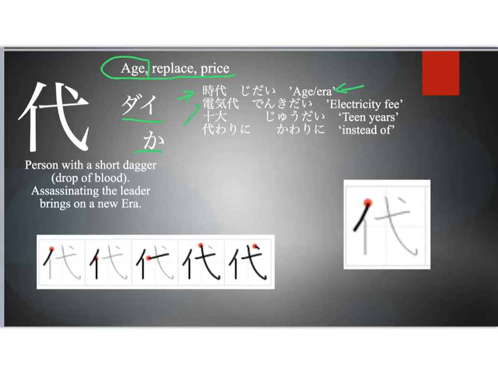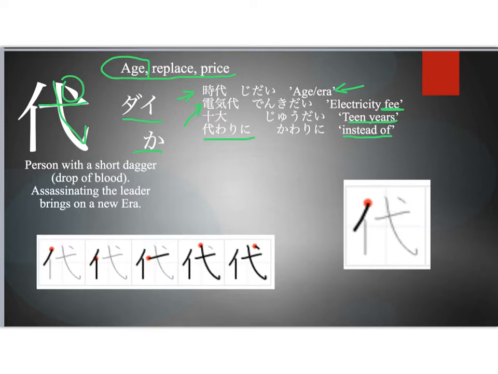You have denki dai for electric fee here. Judai, meaning people around in their teen years. You also have kawari ni, which means instead of. So the strategy for this one's quite easy. Left side is the person radical, and the right side is the short-handled dagger radical with a drop of blood right here. So assassinating the leader brings on a new era.